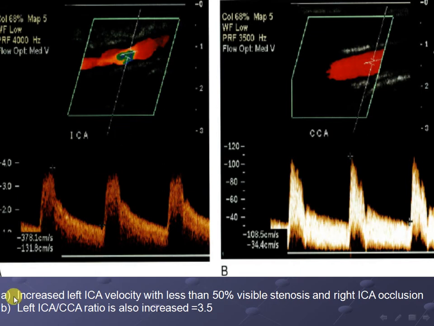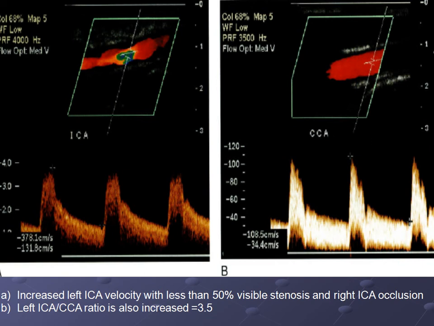Like for example here, increased left ICA velocity with less than 50% visible stenosis and right ICA occlusion. The left ICA has less than 50% stenosis, but the right ICA is occluded, resulting in increased velocity in the left ICA. So velocity 378 centimeters per second. Why is that? Because the other one is occluded. The flow increases in the competent one. إذا واحد مزود ثاني عوض يشيل حمل اثنين. مثل إذا kidney atrophied the other kidney will hypertrophy. The same thing. If one artery is occluded the other one will supply blood twice.